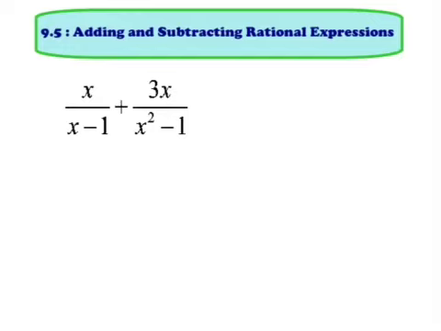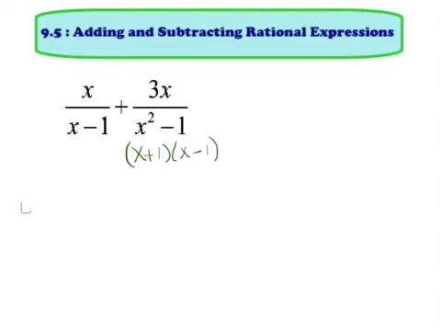Here's an example where we need to find a common denominator again. Now notice, if I have anything bigger than just an x, or even if I do have an x, I want to always look to see, can I factor? That's kind of the theme with finding the common denominator. So I can factor x squared minus 1 as a difference of squares. It'll factor into x plus 1, x minus 1.